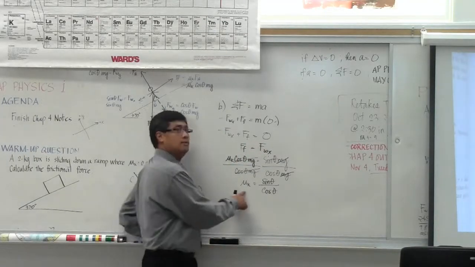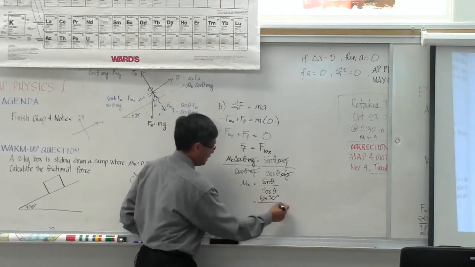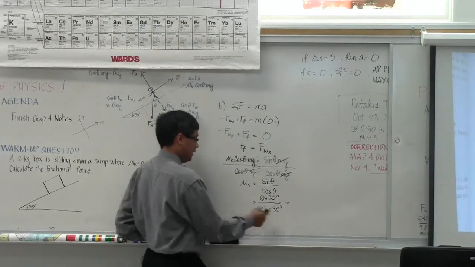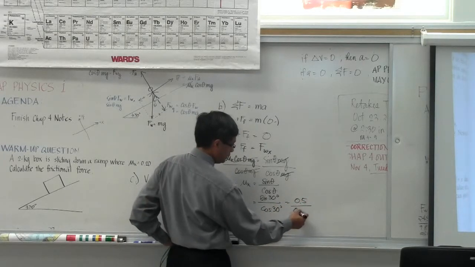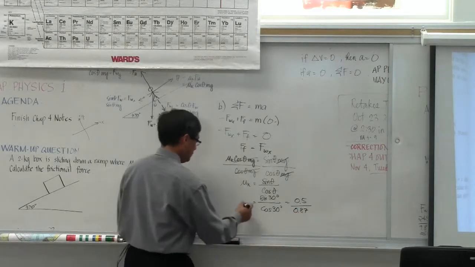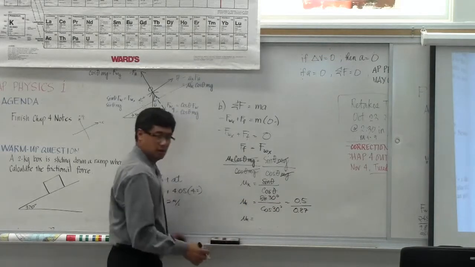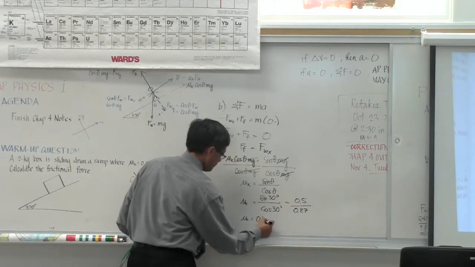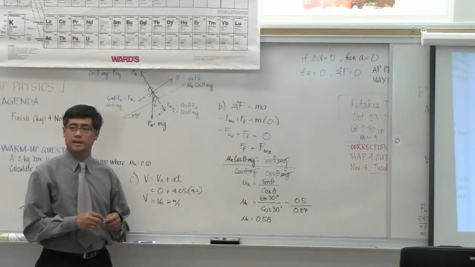So, how will we find the value of mu sub k? Sine 30 degrees divided by cosine 30 degrees. If you get your calculator, sine 30 is 0.5, cosine 30 is 0.87. Just use your calculator. So therefore, mu sub k now is equal, if you divide that, you're going to get an answer of 0.58. Yes or yes?